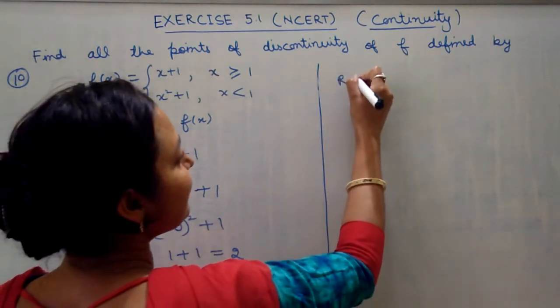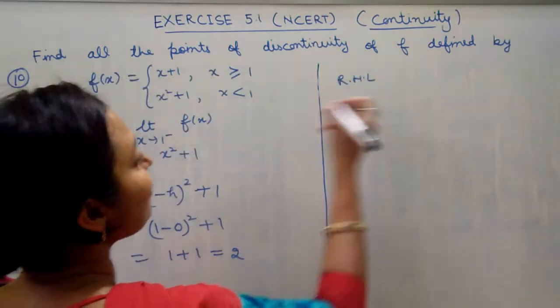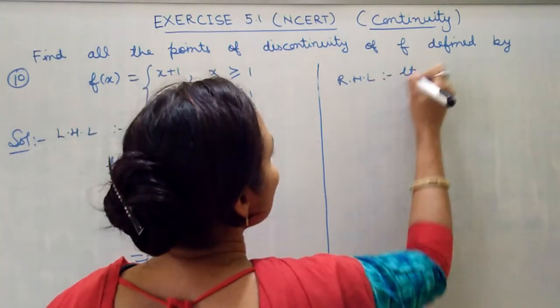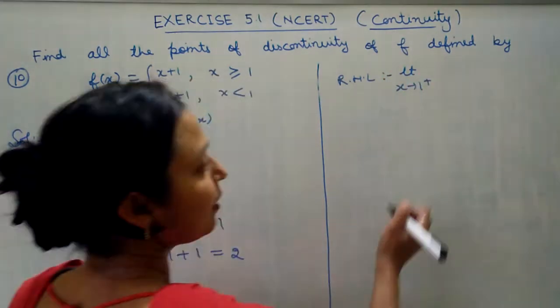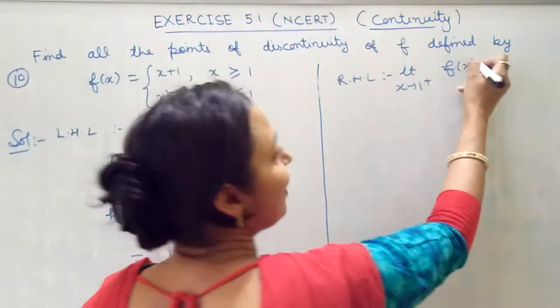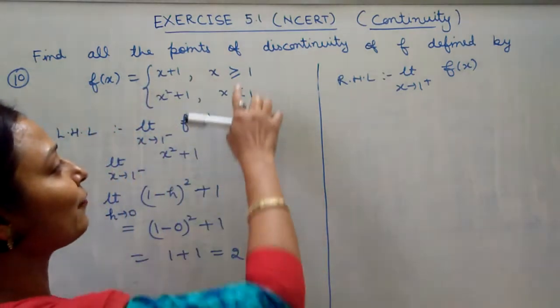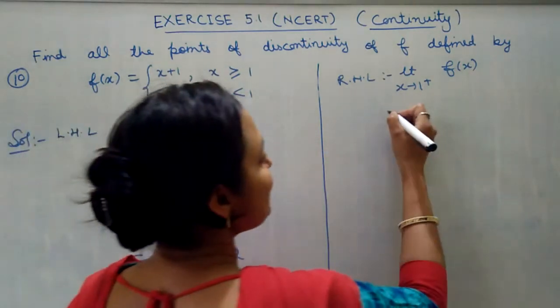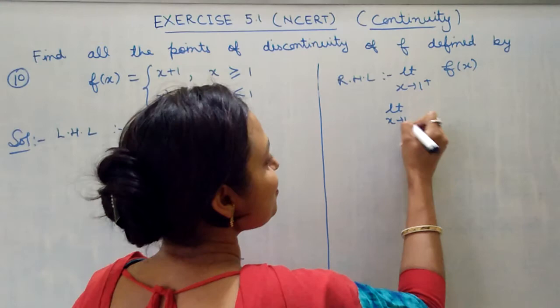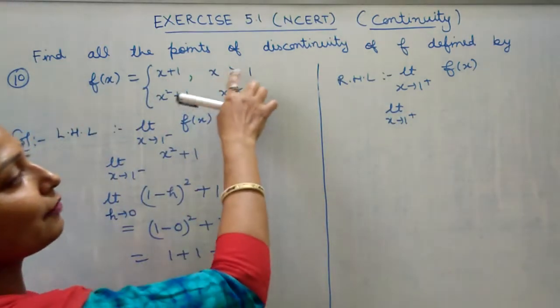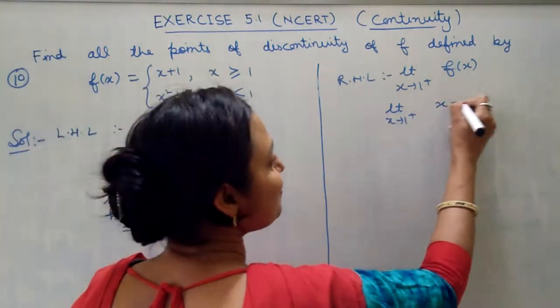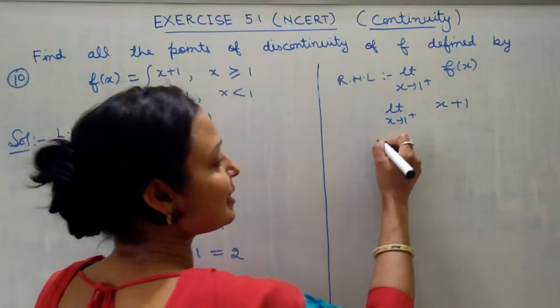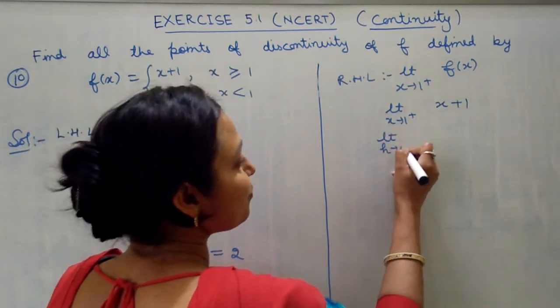Now come to the right hand limit. How can you solve it? Take the limit as x approaches 1 from the positive side. For 1 positive, you have to take the value of the greater function, that is x plus 1. So the limit as x approaches 1 positive of x plus 1 for the greater value.